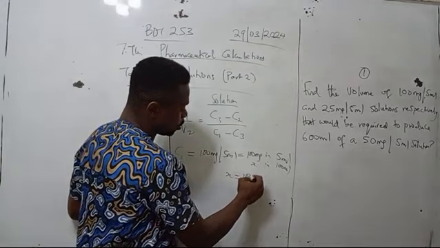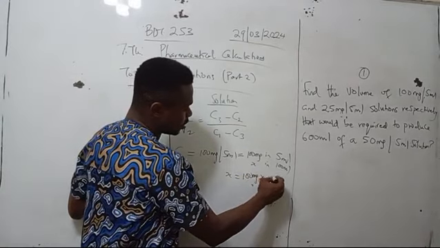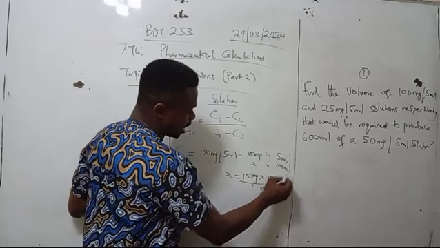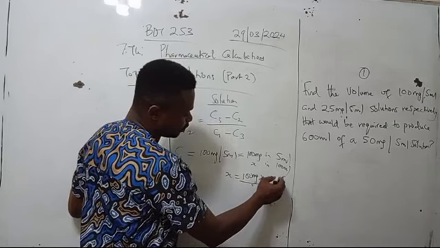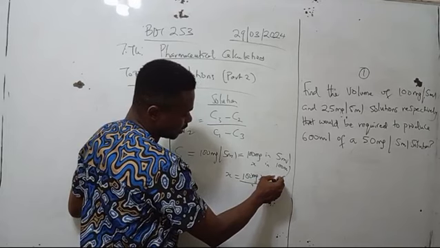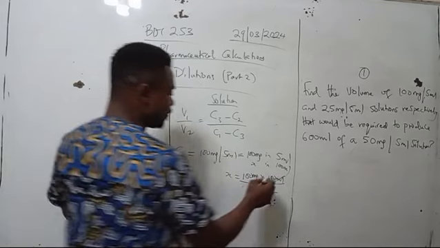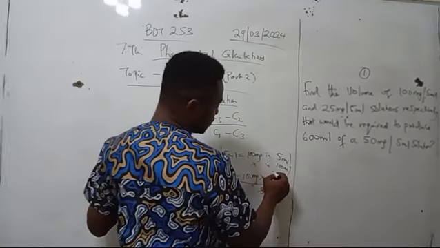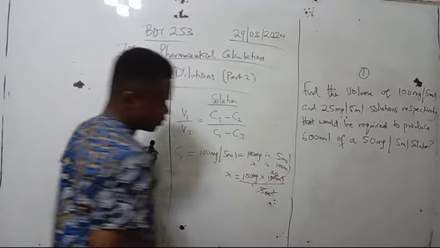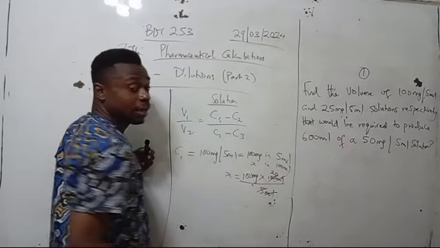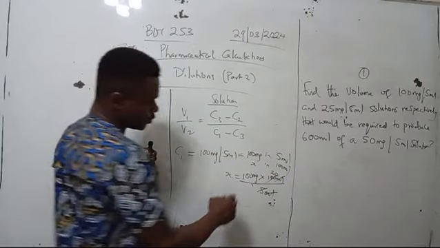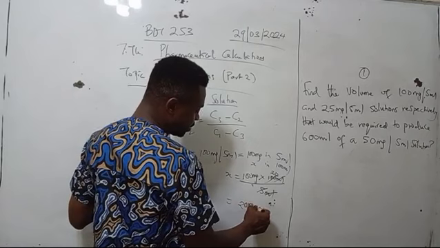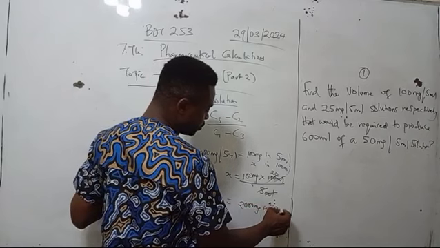So X is now equal to 100 milligram times 100 ml over 5 ml. 5 will divide 100, we have 20. 20 times 100 milligram, we have 2000 milligram in 100 ml. We have 2000 milligram of the drug in 100 ml solution.